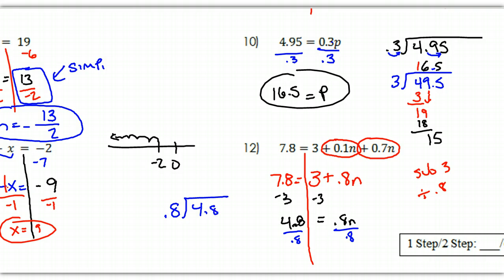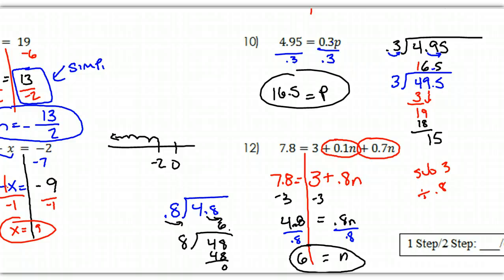And now we have to move that decimal over just like before, one space. And it's really how many times does 8 go into 48? And that is 6 times. So the answer when we do that division is n equals positive 6.